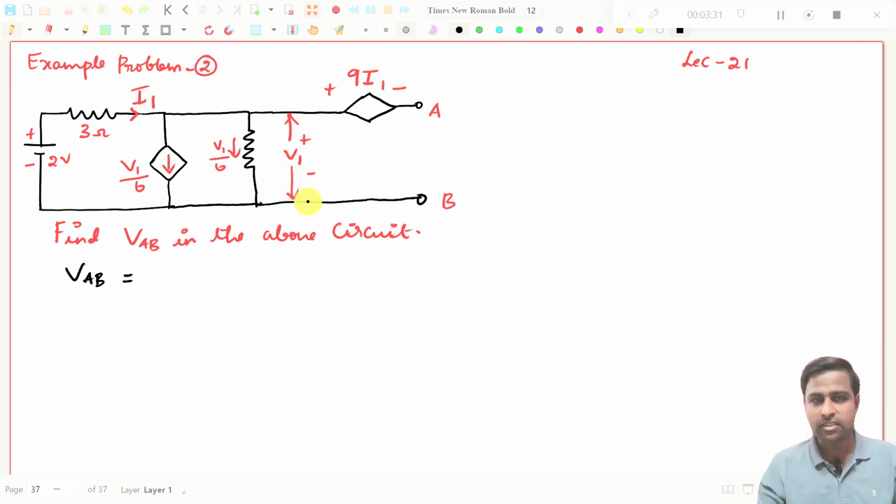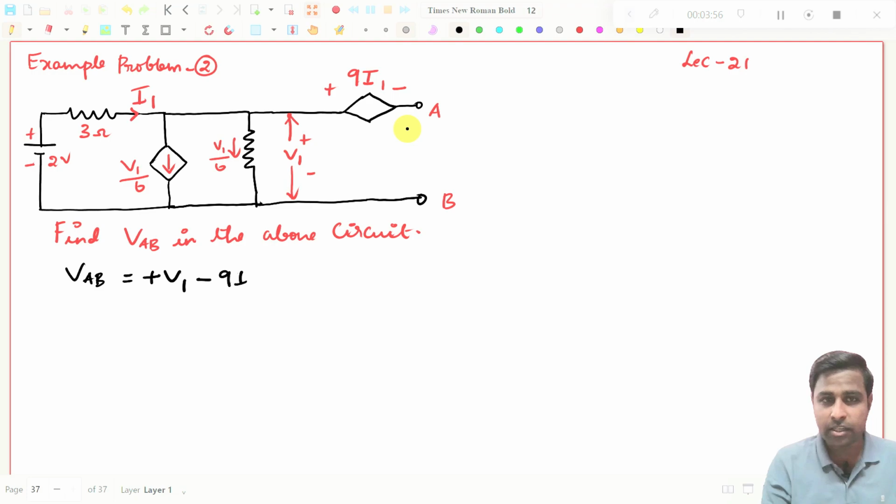You see, this is V1. They have given you that this is V1, the voltage. So from this point, we are traveling from minus to plus, and we need to reach this point. So this will be plus V1, and I am traveling from plus to minus in this voltage source. So this is minus 9 into I1. I have reached point A. So this is expression number 1.